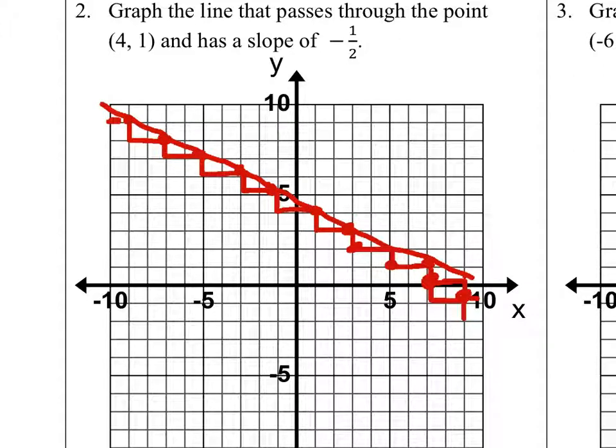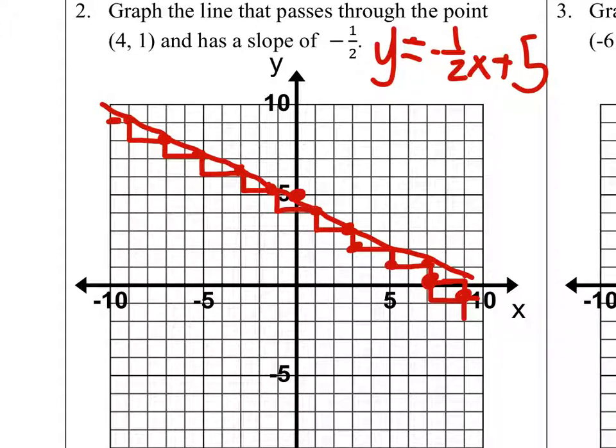So then you would write y equals the slope is -1/2 x plus the y-intercept right here, I believe, and that's at 5. All right, excellent work. Thank you.